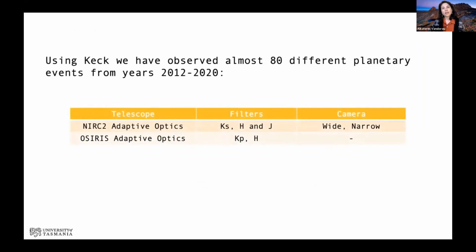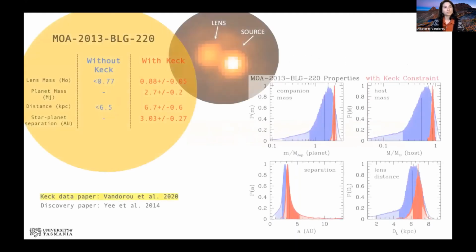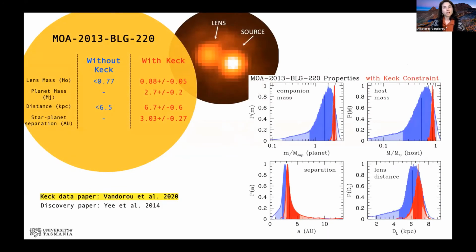So using a combination of these instruments and filters, starting in about 2012, which was long before my scientific career began, the team has observed about 80 different events with Keck. And for some events, we've even gotten simultaneous Hubble Space Telescope data, which was really cool. So here are a couple of our most recent examples. Of course, MOA-2013-BLG-220, which I mentioned.